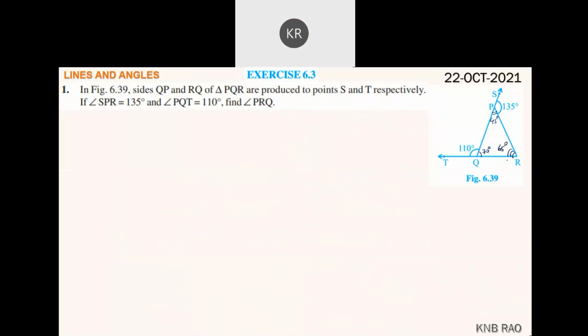65 degrees. Is it clear? 65, sir. Okay. You know how to write the working steps and all in the notebook. In the exam, you will be finding only this much, A, B, C, D, but in the notebook, you write in full. Okay, let's move on to question number 2.